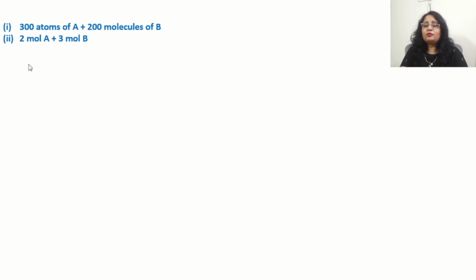The first part of the question is 300 atoms of A plus 200 molecules of B2. So first of all, how to start? We will write the reaction like this: A plus B2, and it gives AB2. First we will see whether the reaction is balanced or not. Here in the given case, the reaction is balanced, as we clearly see. Right hand side there is one part of A, left hand side also one part of A, right hand side one part of B2, and left hand side also one part of B2. So the reaction is balanced.